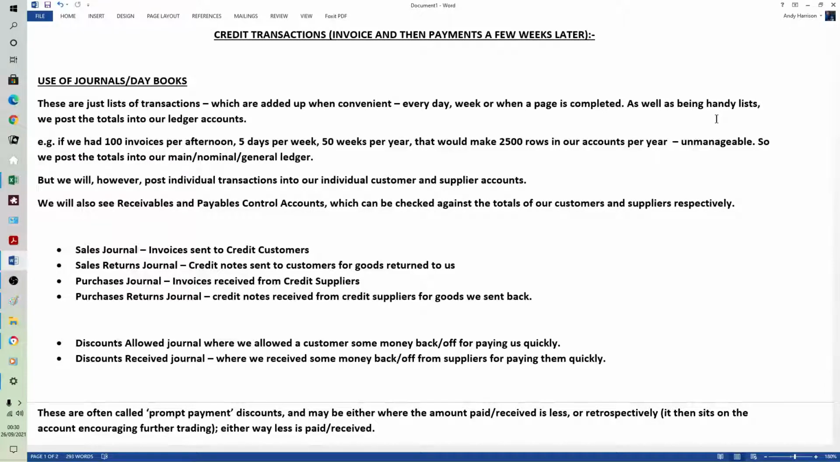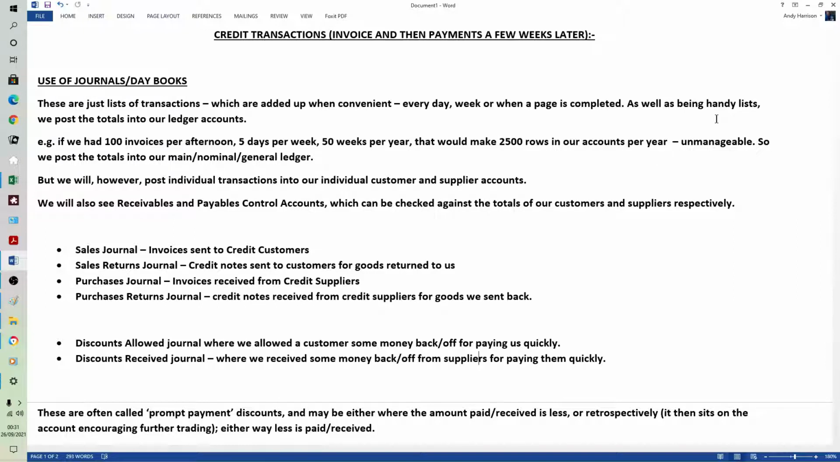So we add it up when it's convenient: every day, make it a daybook, every week if you're a smaller business, or just when you get to the bottom of a page. So as well as being a handy list, especially if you're on the phone to a customer or supplier, we can post the totals into our ledger accounts. Well, why do we do that?